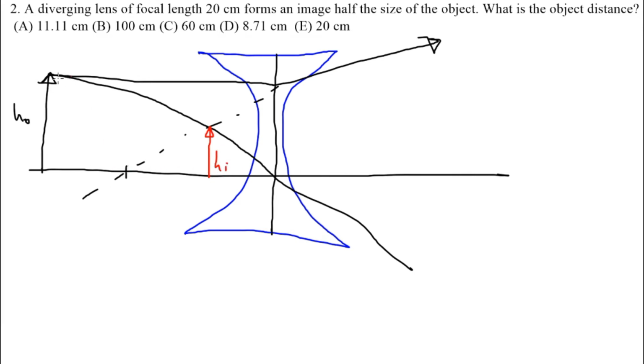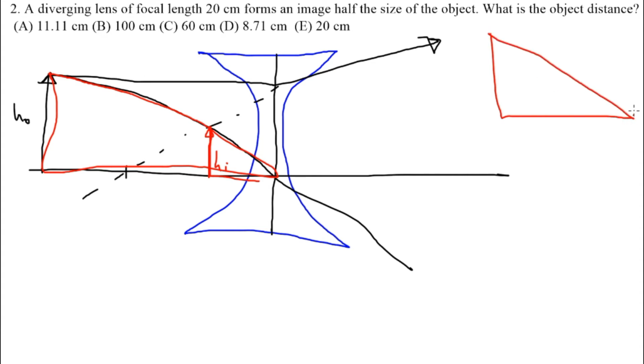All right, so I have two triangles. I have this particular triangle. Okay, I have this particular triangle, and I have this particular triangle as well. If I draw it out now, this is what you will see. Okay, so I have a big triangle and I have another small triangle inside of it, isn't it? This is half h naught according to the question, and then this is h naught. This is the object height, this is the image height. But don't forget, image height is half of the object height.